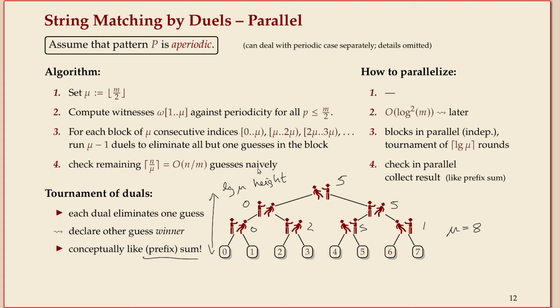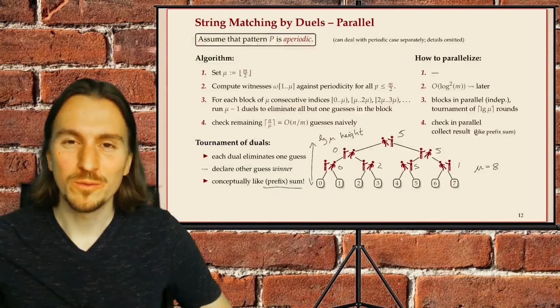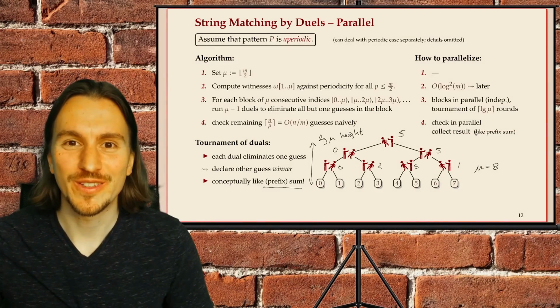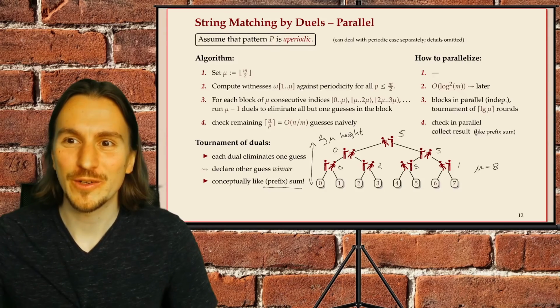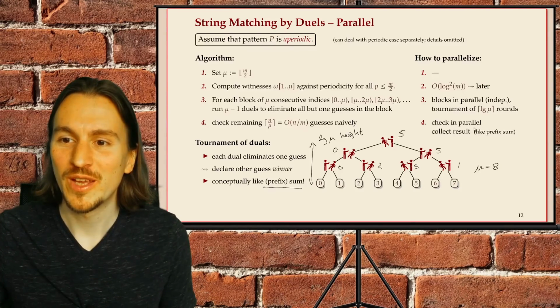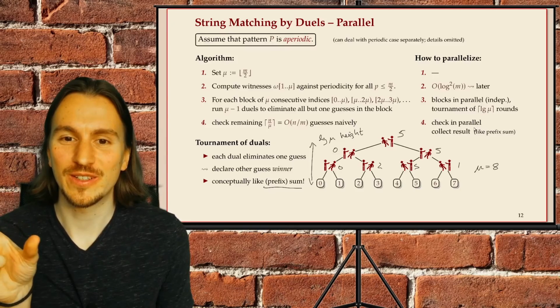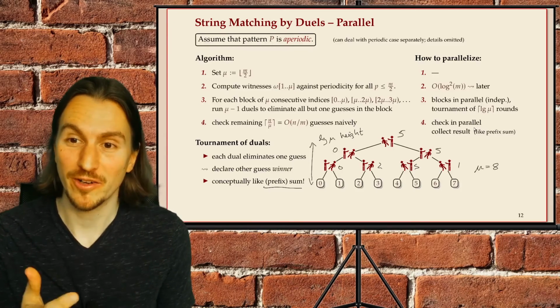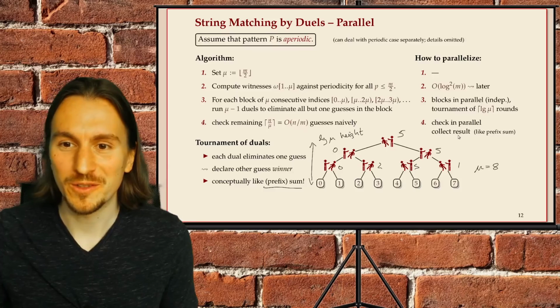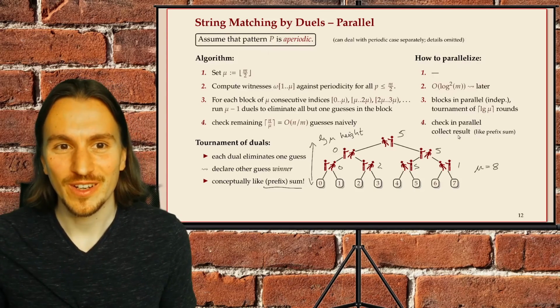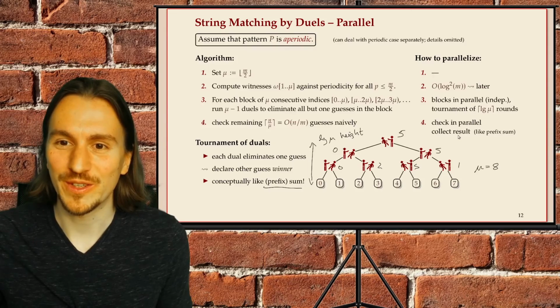The fourth step is actually fairly simple. You can check all the n over mu guesses in parallel. And for that, you can use what you did in the tutorials. We will talk about the tutorials later today. In tutorial 4, you actually explored exactly this step, how to check if a certain guess in the text is a match of the pattern in parallel. And well, as you will remember, it depends on the machine model what the exact result here is.